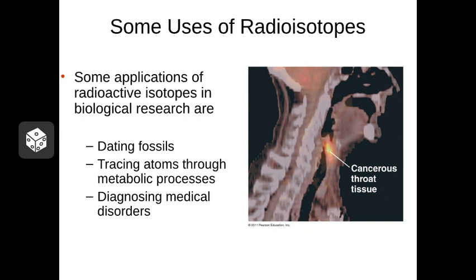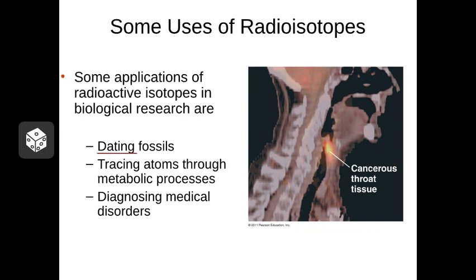So for instance, here an isotope has been released into this person's body, and it's been released in such a way that it will attach only to cancer cells. Then the body can be scanned for radiation, and you can see that there's radiation showing up here in the throat. So that's where the cancerous tumor is. It allows doctors to see where the tumor tissue is.